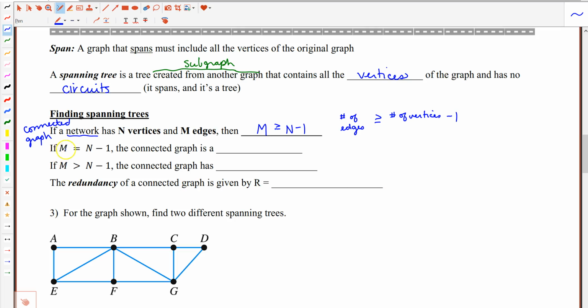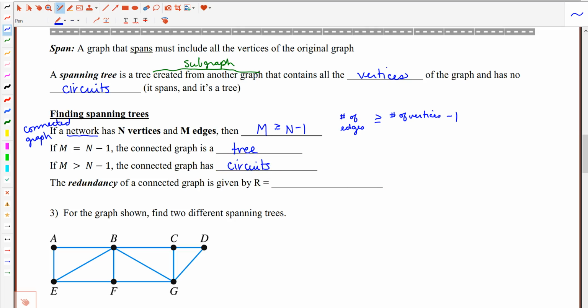Now, if the number of edges is exactly equal to the number of vertices minus 1, then the graph you're looking at, this network, will be a tree. If the number of edges is greater than the number of vertices minus 1, then the connected graph will have circuits.